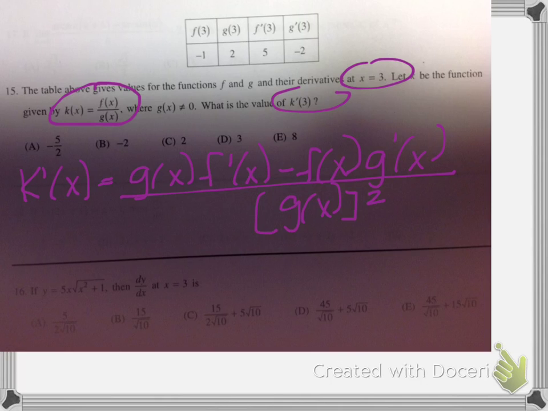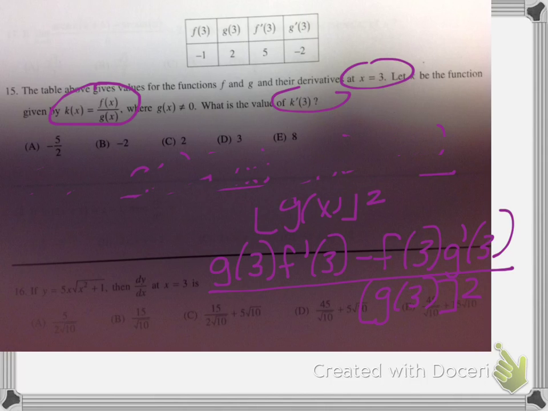Since I don't have a lot of space here, if my eraser would work. My eraser's not working. Okay, I'm going to have to write underneath it. Okay, so I'm going to get g of 3, f prime of 3, minus f of 3, g prime of 3, all over g of 3, all squared. Okay, now it's working. Sorry, this is taking so ridiculously long.